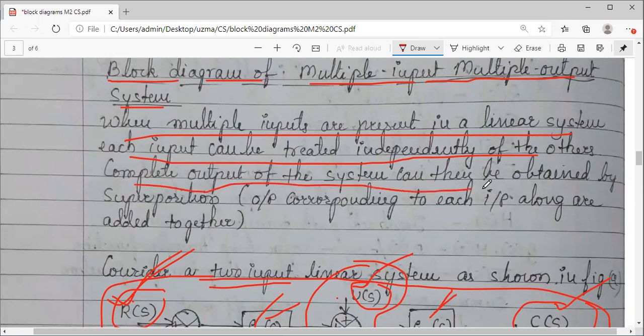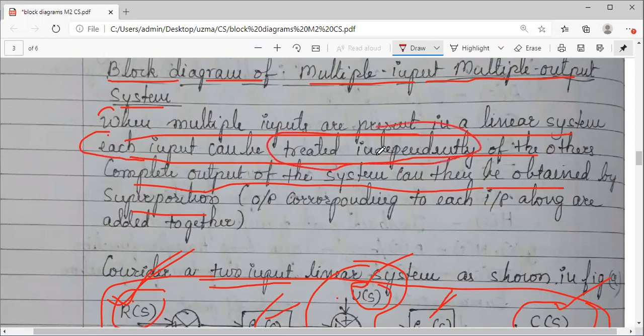Complete output of the system can be obtained by superposition. As I told you, law of superposition says if input is the weighted sum of inputs, output will also be the weighted sum of the outputs for those corresponding inputs. So similar concept, this is very important. What I have written here, each input can be treated independently.